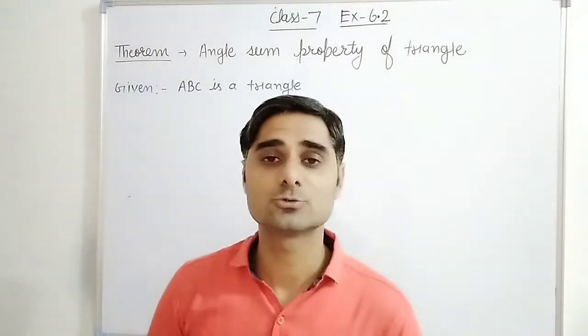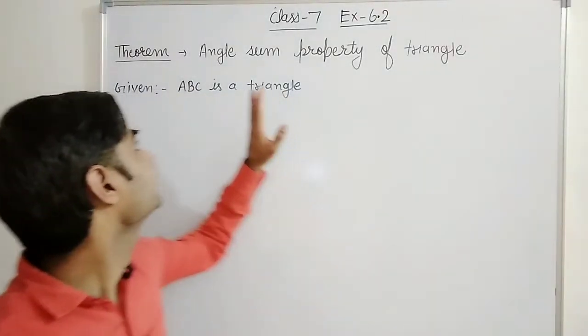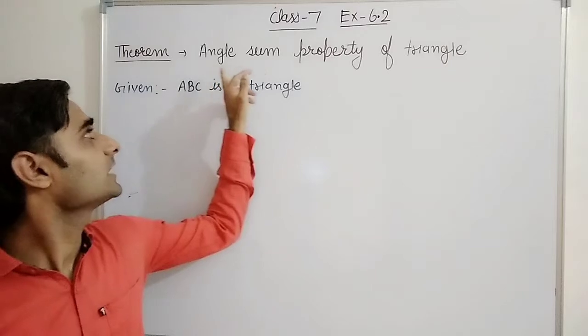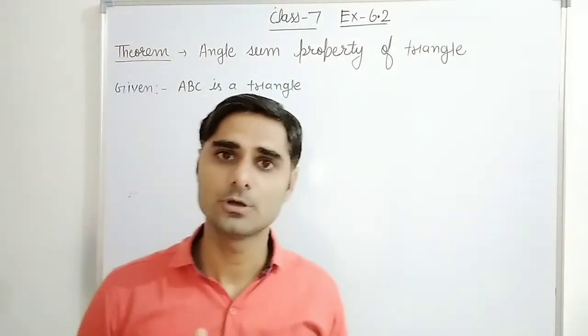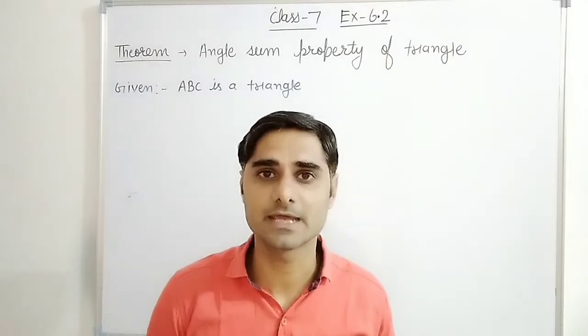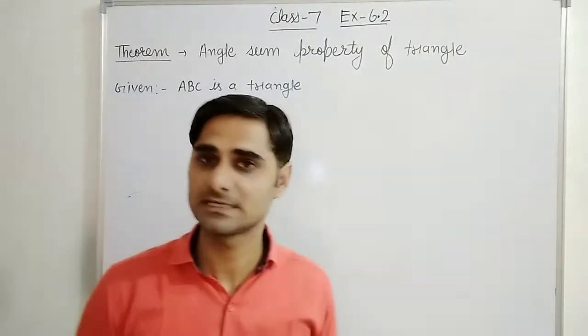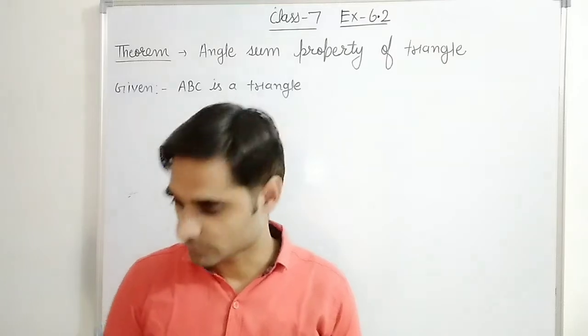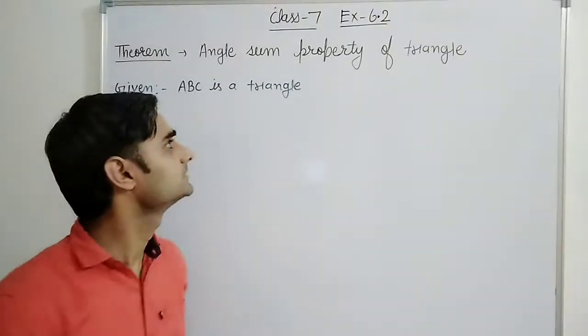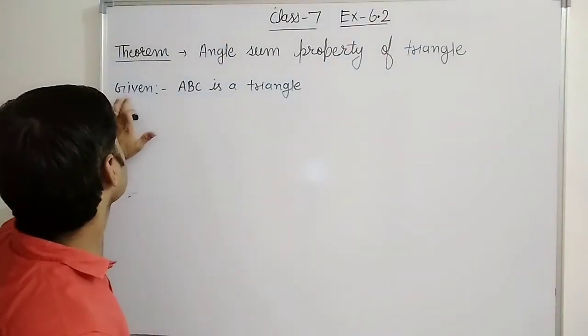Right? And today we are going to learn one theorem, the angle sum property of a triangle. As we know, the sum of the interior angles of a triangle is equal to 180 degrees. Now today we will prove that. Okay, so let's start. Here first of all, what is given?